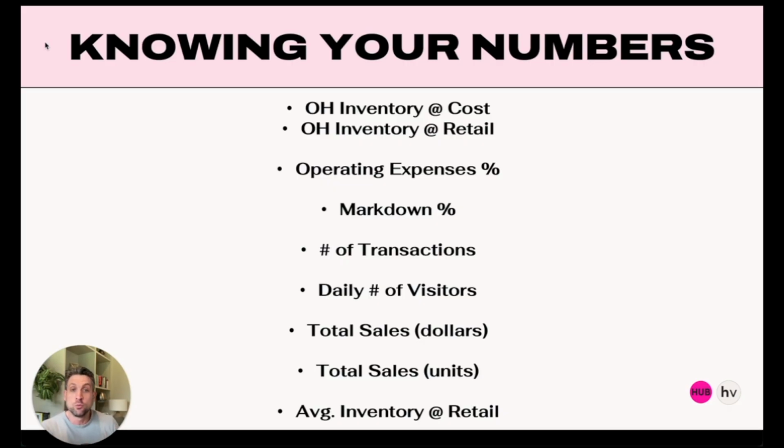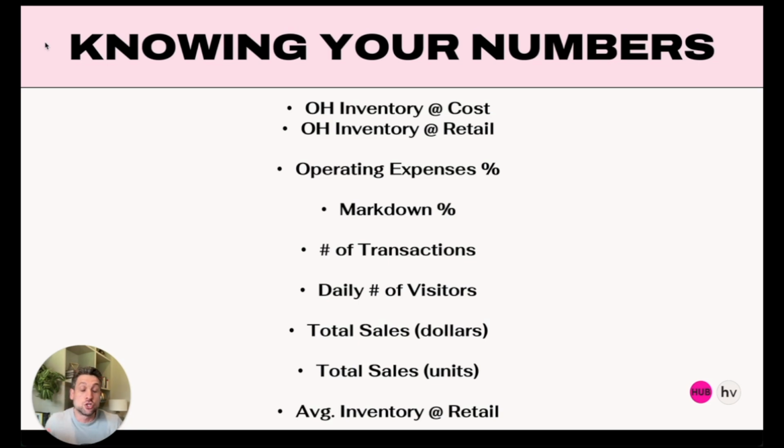Now, what you'll most likely see it as is your month-end inventory. So let's say we're in the middle of May. If you wanted to see your current on hand, you're probably going to be looking at the inventory from the end of April. That's how it's tabulated.